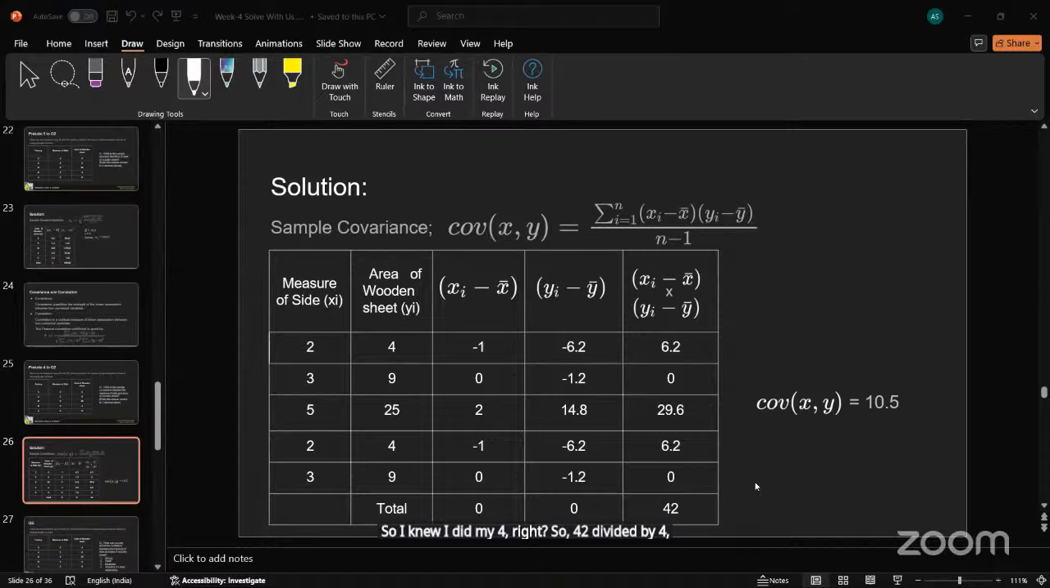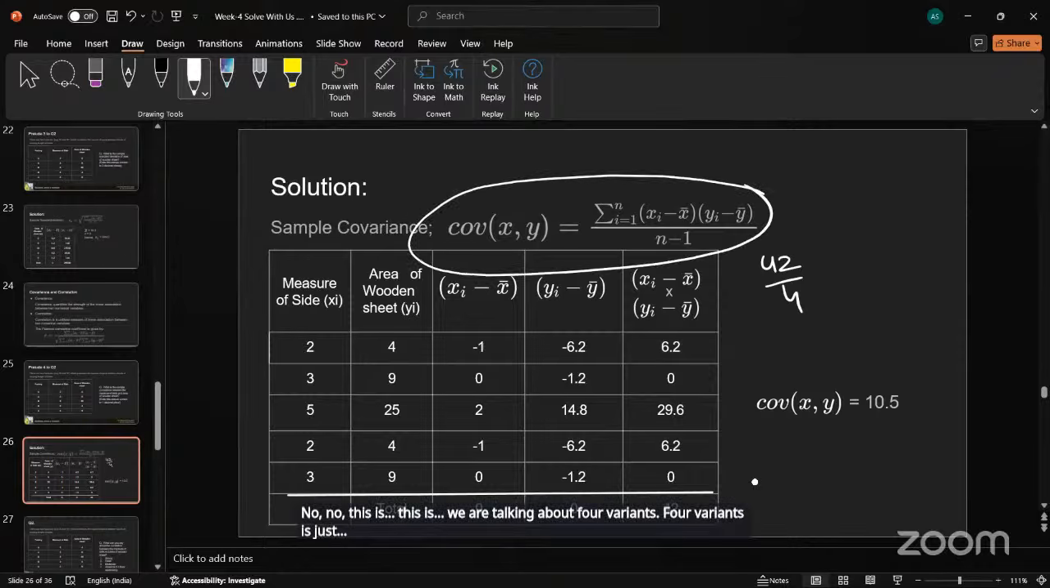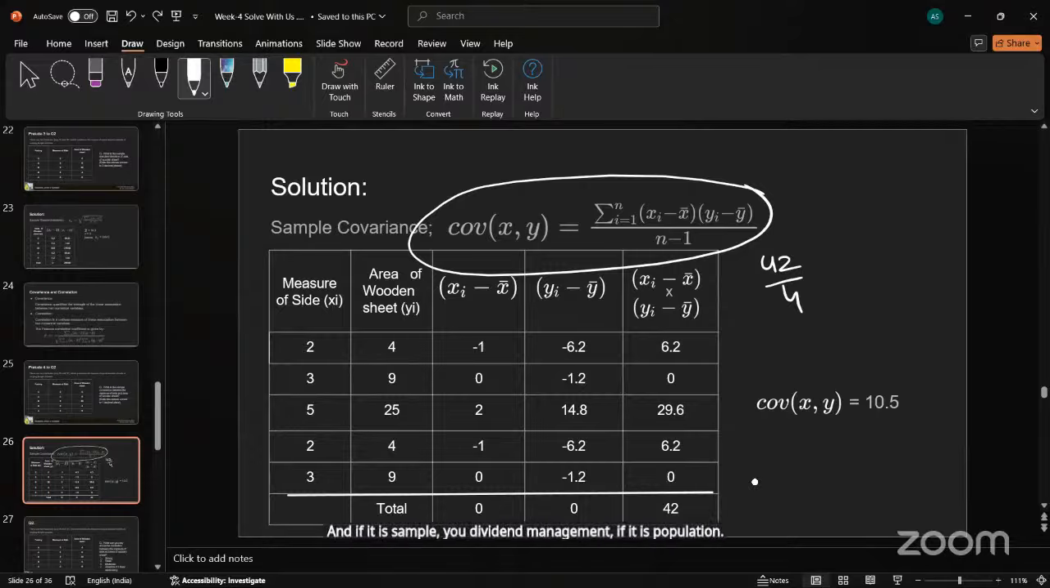Did you get it? Below is the standard deviation for x and y. No, we are talking about covariance. Covariance is just this. You calculate the difference xi minus x bar, you calculate the difference yi minus y bar, and you multiply them. If it is sample, you divide by n minus 1. If it is population, you divide by n.